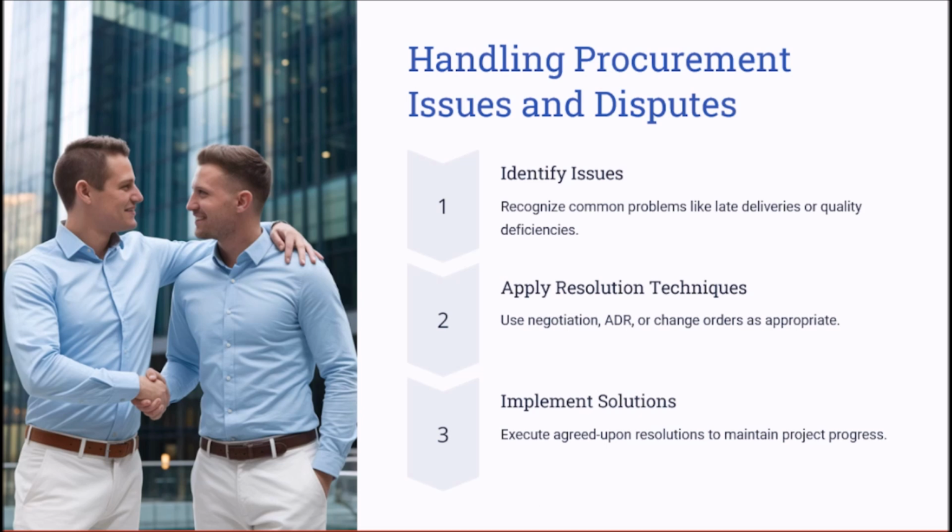How to handle the procurement issues and disputes. Common procurement issues include late deliveries, which always disrupt the project timelines, and quality deficiencies, which result in rework and cost overruns, also increasing the project timelines if there's any rework.